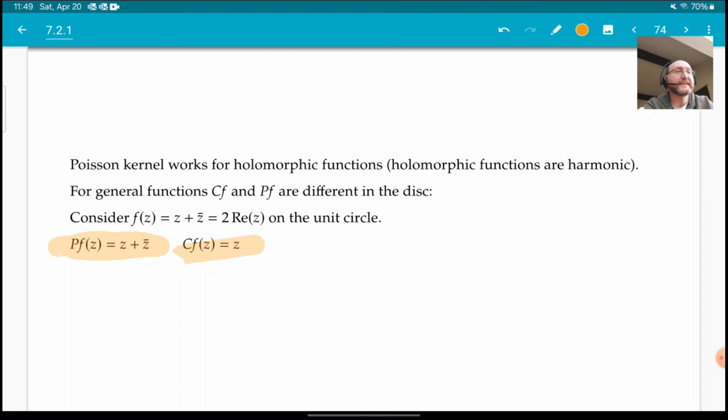You can see that the Cauchy formula is not reproducing non-holomorphic functions. So if I plug in a holomorphic function to begin with, they're both going to give me the same thing. If I plug in something that's not holomorphic, each one is going to give me something different.